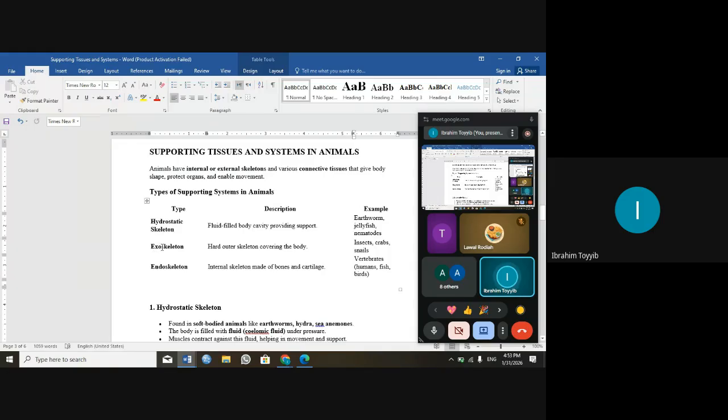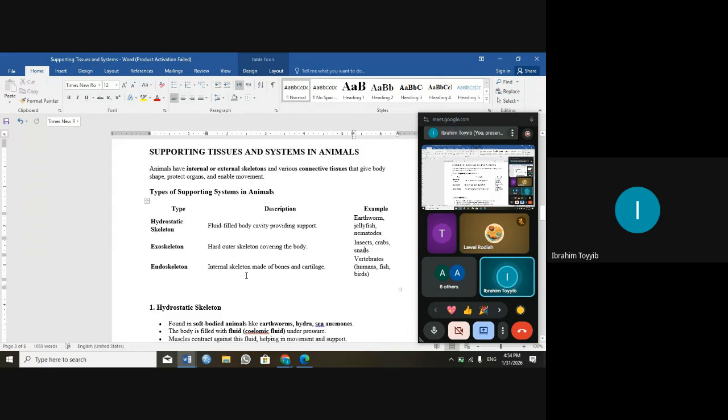The second one is exoskeleton. I've told you, exo means outer. So it's a hard outer skeleton covering the body. Like insects, we have exoskeleton, crabs, snail. The insect exoskeleton is known as cuticle, a chitinous exoskeleton. Crabs also, you see that the body of crabs is somehow hard, and you see that snail has a shell. So those organisms that have their skeleton outside are called exoskeleton. They have exoskeleton.